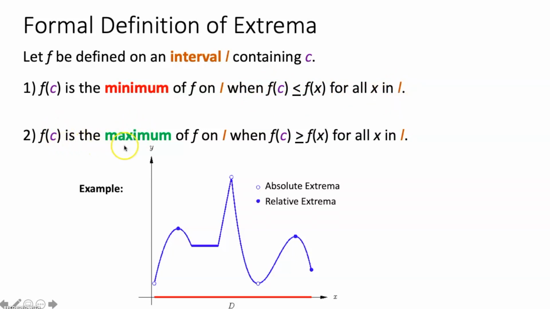F of c is the maximum of f on I when f of c is greater than or equal to f of x for all x in I. So when f of c, this y value, is greater than or equal to all other y values for this given function on a given interval, then it is going to be a maximum value.